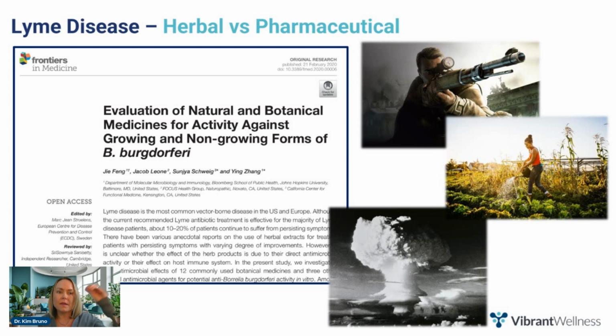That's not to say that the acute patient that we saw earlier doesn't need the antibiotics. They absolutely do. But the chronic patient who's been sick for a long time, think more of sniper and farmer working together rather than just coming in with more and more atomic bombs.